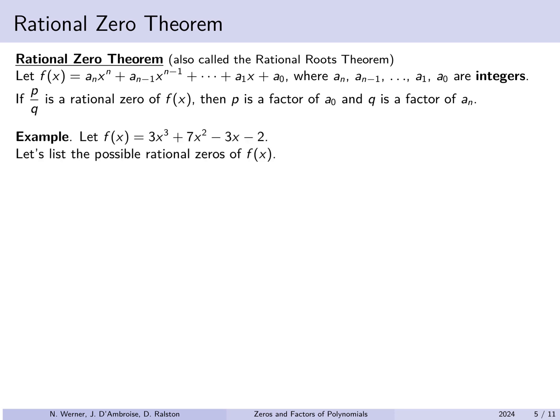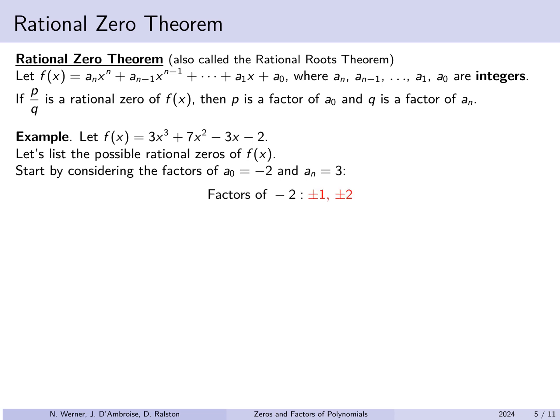So for example, suppose f of x is 3x cubed plus 7x squared minus 3x minus 2. Let's find all rational numbers that could possibly be zeros of the function. So the constant term is negative 2, and the leading coefficient is 3. Therefore, we are interested in factors of negative 2. This includes positive and negative numbers, and the integer factors of 2 are plus or minus 1 and plus or minus 2, and the factors of 3 are plus or minus 1 and plus or minus 3.